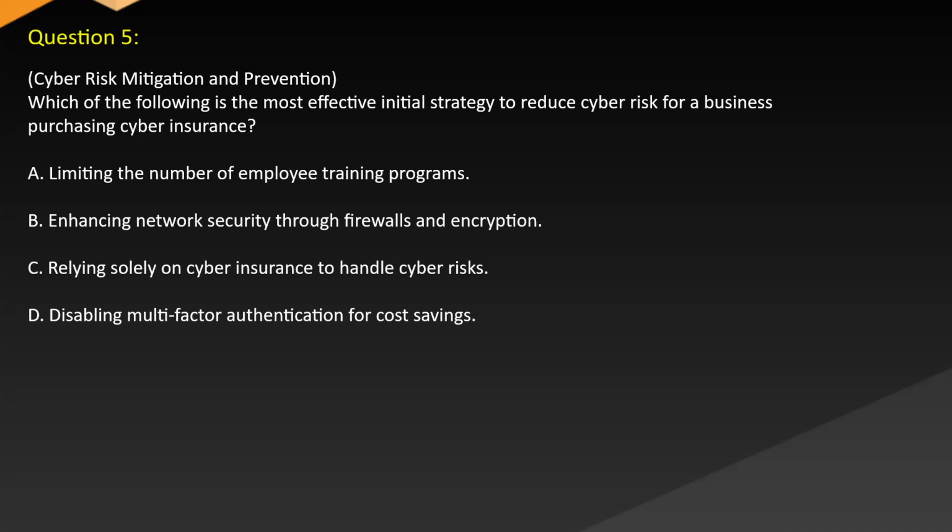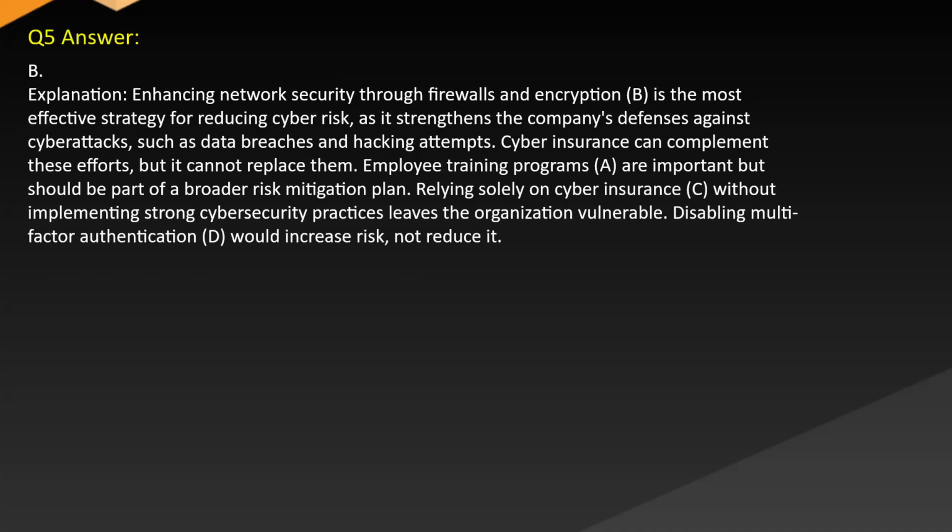Answer. B. Explanation. Enhancing network security through firewalls and encryption, B, is the most effective strategy for reducing cyber risk as it strengthens the company's defenses against cyber attacks such as data breaches and hacking attempts. Cyber insurance can complement these efforts, but it cannot replace them.